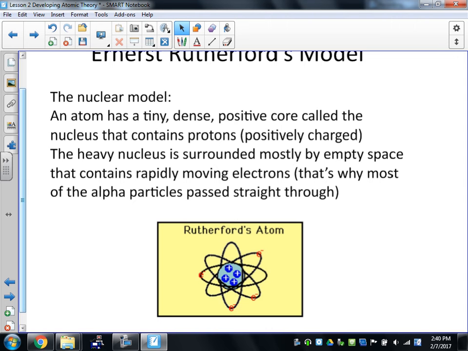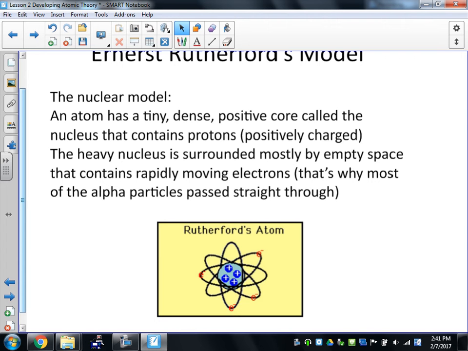So he said those positive particles actually have a home in the middle of that atom, and it's called the nucleus. And the atom is mostly empty space that contains rapidly moving electrons, and that's why most of the alpha particles pass straight through, yet a few did not, and they bounced back.